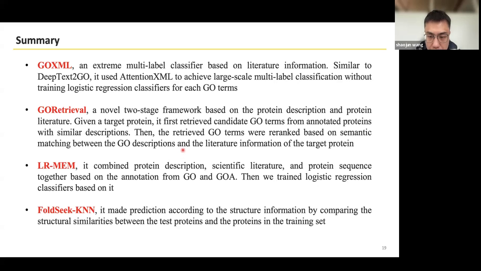It takes into account both protein description text and scientific literature information, and looks for GO terms related to this literature information. LMEM combines the three types of information by collecting the relationship between protein literature and function in GO and the GOA database to jointly discover links between proteins and functions. FoldSeek is based on the similarity between the structures of proteins and completes the functional prediction based on proteins with similar structure.